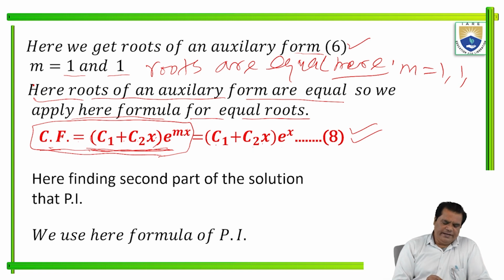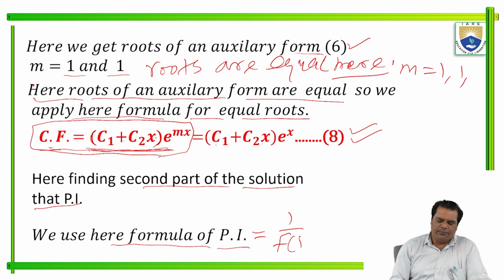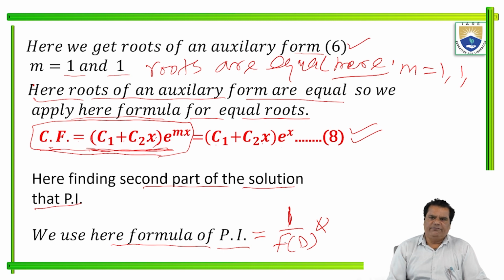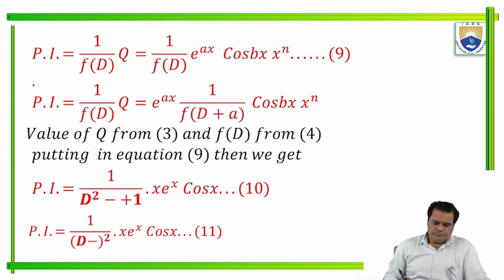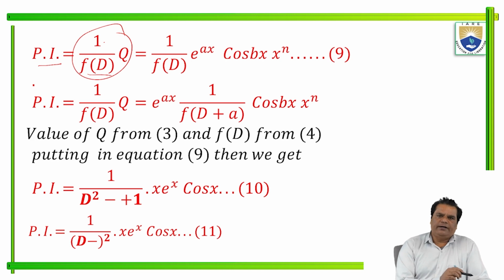Now, finding the second part of the solution, the PI. Second part means the second solution of the given equation 1. That is known as the PI, the particular integral. We use the formula for PI. How can we find PI? PI equals 1 upon f(D) into Q. This is the basic formula for finding PI.